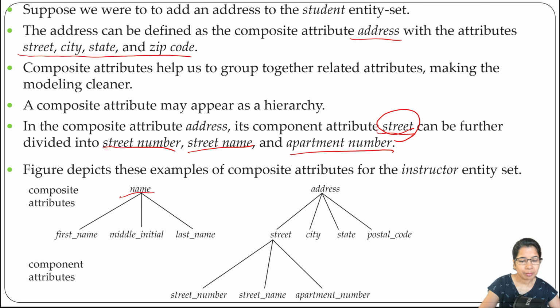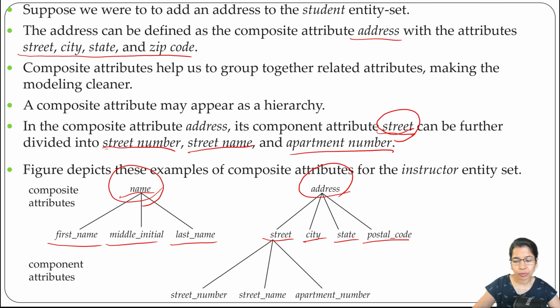So name can be first name, middle name, last name. Name is a composite attribute. Address can be street, city, state, postal code. Again street can be divided as street number, street name, apartment number. So this street comes under address, that's a hierarchy. So a composite attribute may appear as a hierarchy.